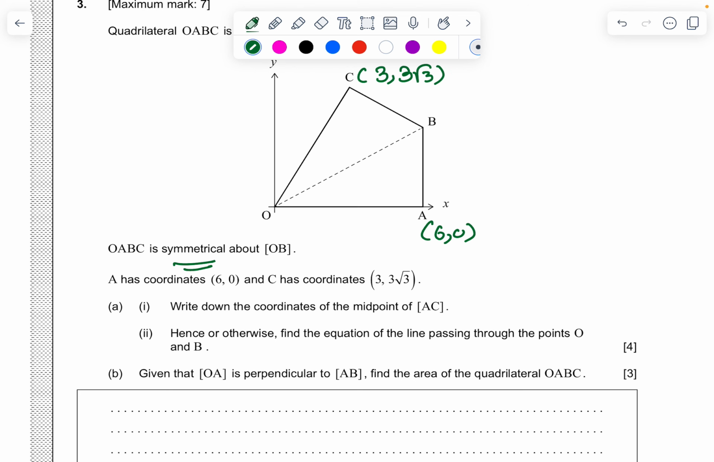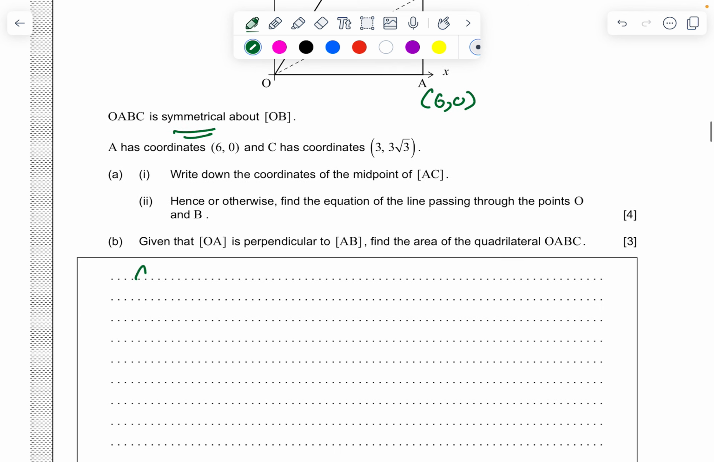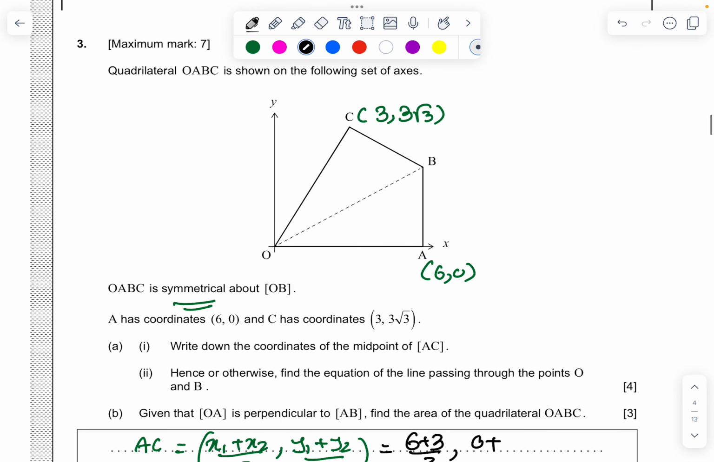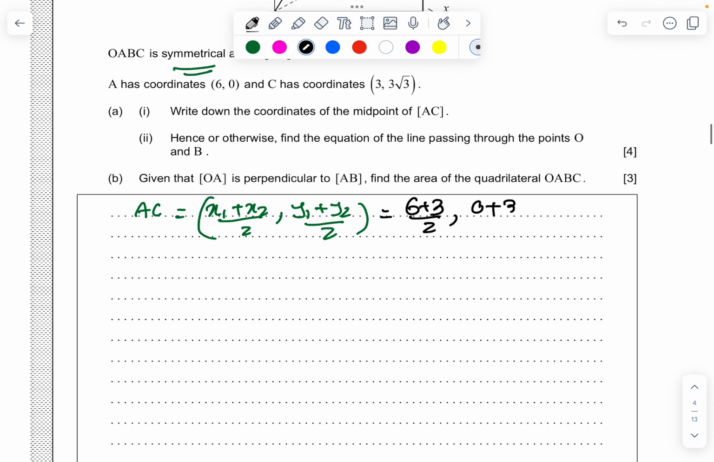Write down the coordinates of the midpoint of AC. Midpoint formula we know: x1 plus x2 by 2, y1 plus y2 by 2. So that is 6 plus 3 by 2, 0 plus 3 root 3 by 2. Which is 9 upon 2, 3 root 3 by 2. That's going to be the midpoint of AC.